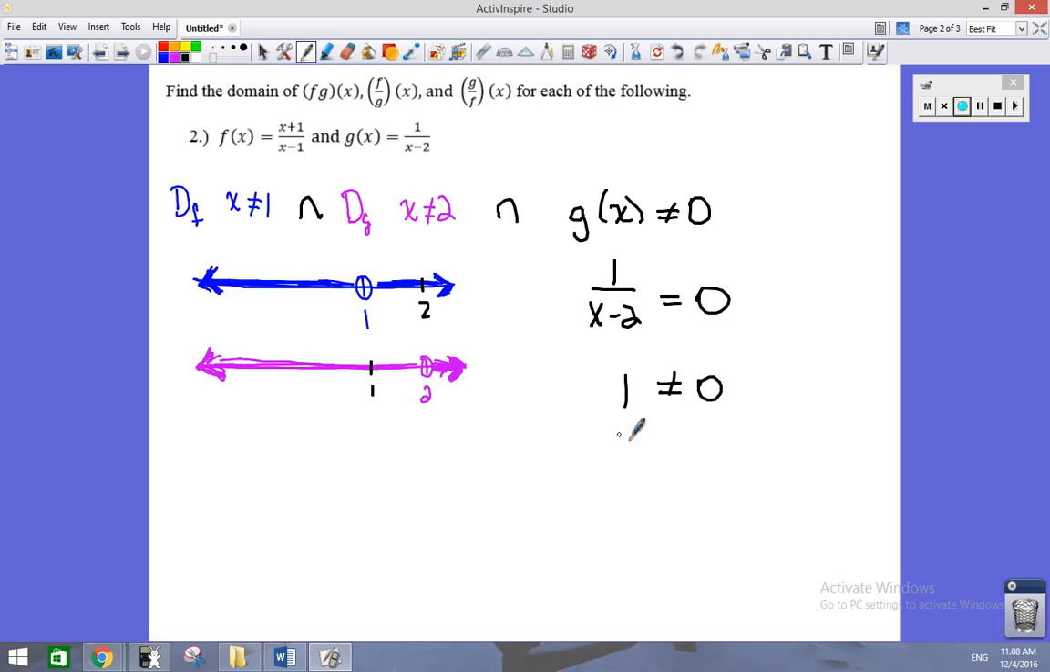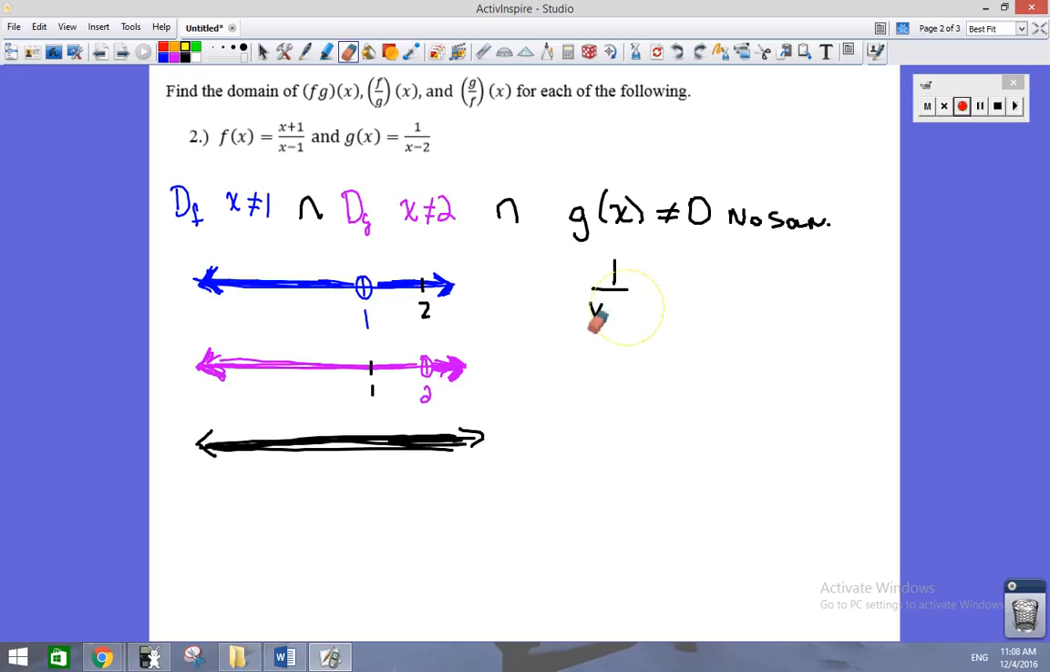So hey, we're glad about that. There's no solution to this, meaning that we don't have to exclude anything. So there's no value of x that will cause g to equal 0. That means that we have no added restriction to include in our answer.